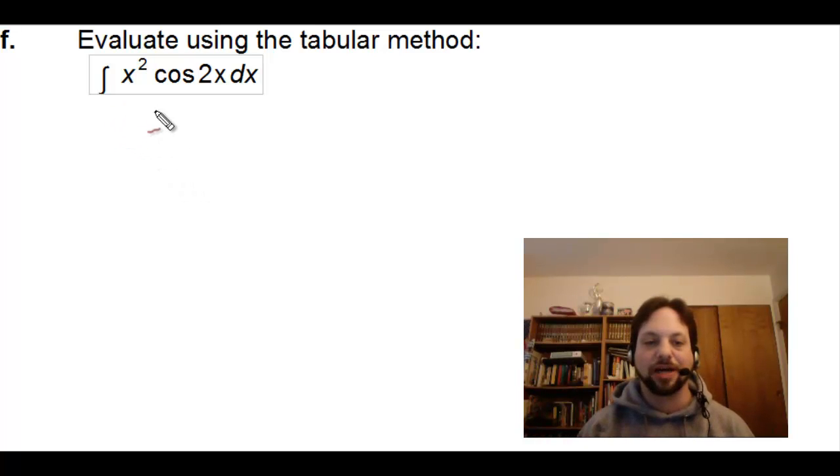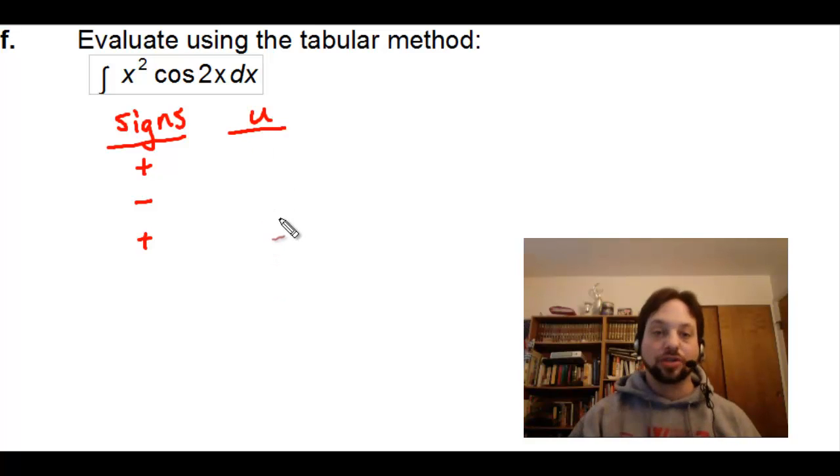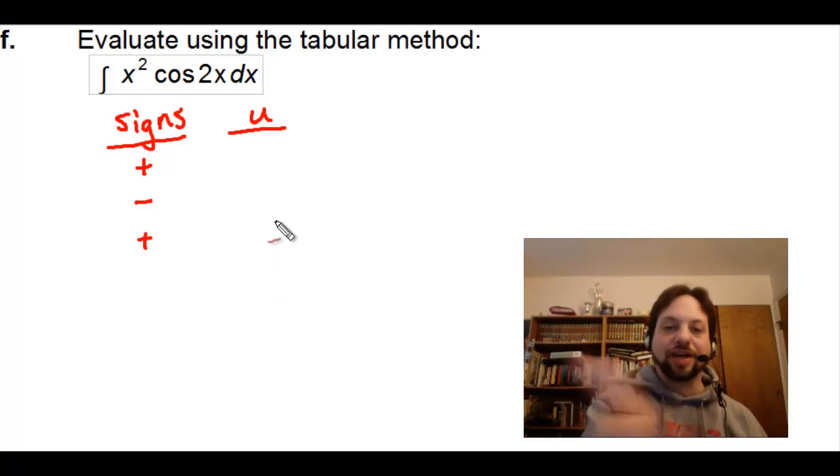What we're going to do is set up 3 columns. We're going to have one column called signs. Easy enough. That column is just going to start with a plus, and it's going to go to a minus and a plus, and it's going to keep alternating as we go down. Whatever factor I would choose for u, that's going to be my second column.